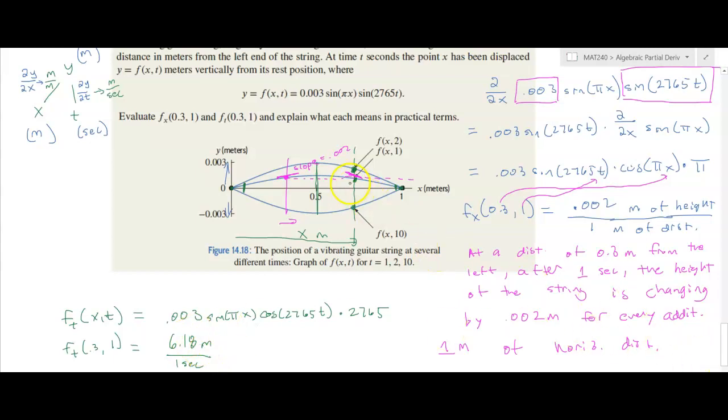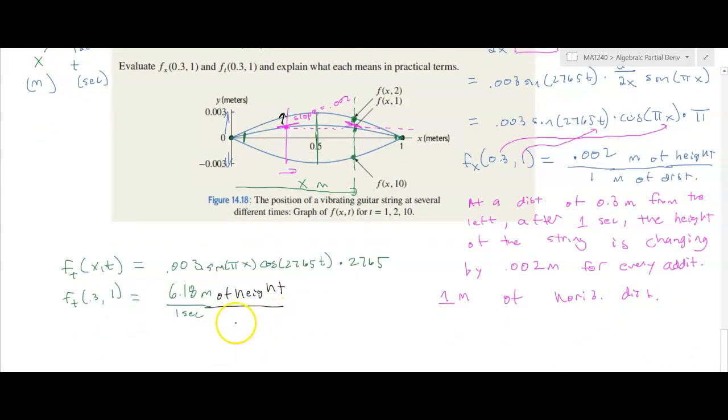And so I can interpret that to mean that if you look at these two strings here, or these two moments in time, the lower curve here is at time 1 and the higher curve here is at time 2. So what we can distinctly see is that as time is passing beyond time 1, the string is traveling upwards. Now this is meters of height. So this just means that at this moment in time, at a distance of 0.3 meters from the left, after 1 second, the height of the string is changing by 6.18 meters per 1 second.